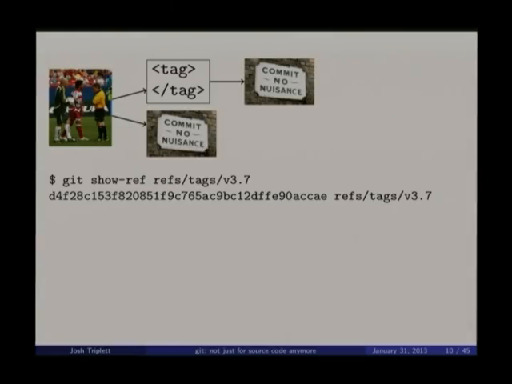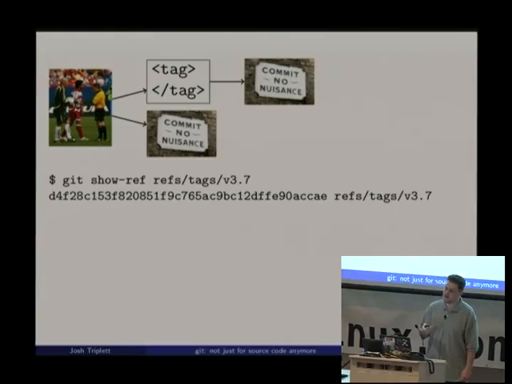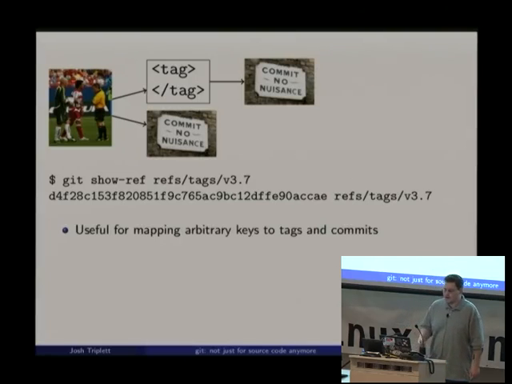So to use the Linux kernel as an example, if we show the refs tags v3.7, normally this is just a file in .git, but sometimes it is stored all in one giant file that contains all of your refs because Git wants to make your life more difficult. But it's actually a nice efficiency thing when you have hundreds of thousands of branches, which you might actually do. So this is really handy in general for mapping arbitrary keys to tags and commits.